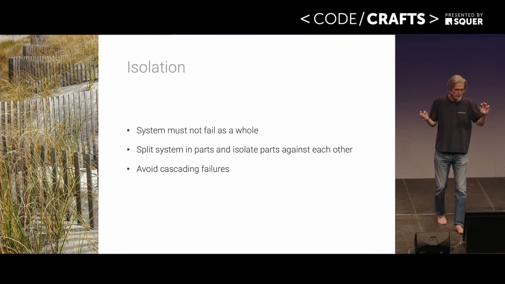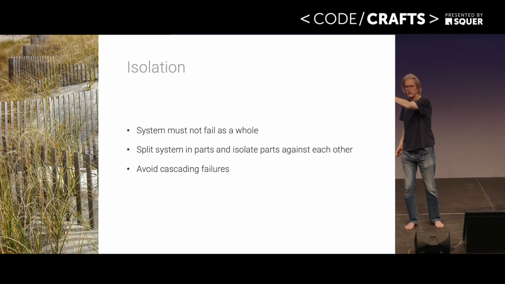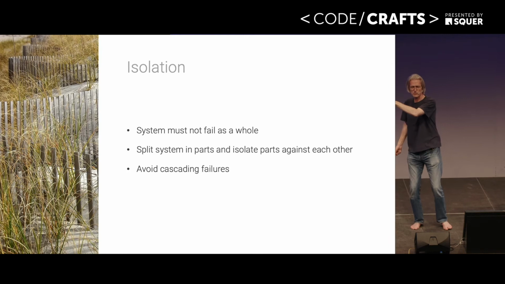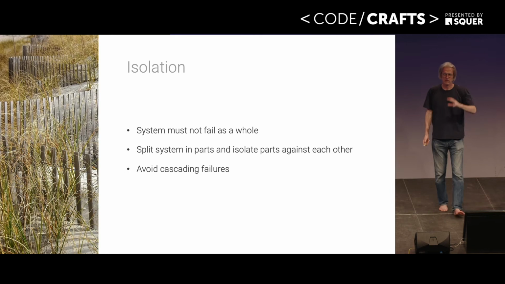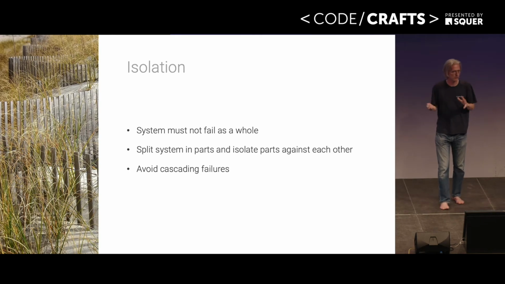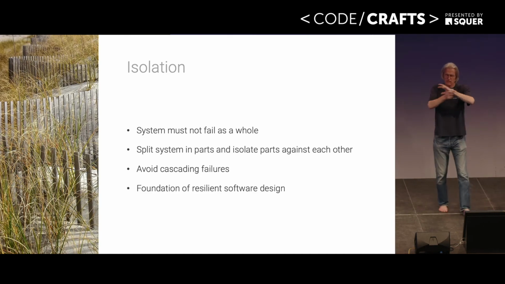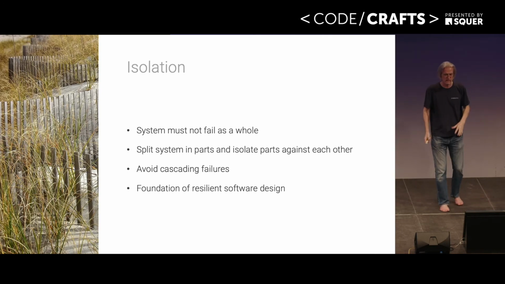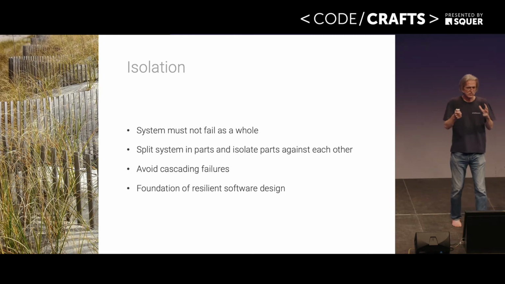You isolate them from cascading failures. A cascading failure is a failure happening in one part of the system and then spreading out to other systems. This part goes down and it tears down the other parts. Again, David had some very nice images about that. You know what we were talking about. And we don't want that. And therefore, we try to isolate the system parts from spreading failures. And that's the foundation of resilient software design and fault-tolerant software design. Do this isolation.